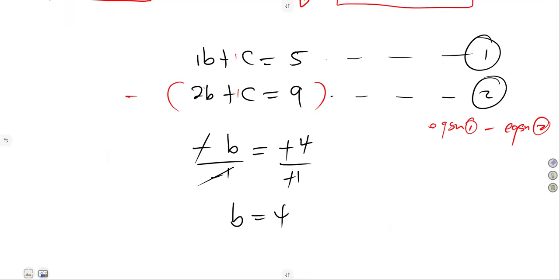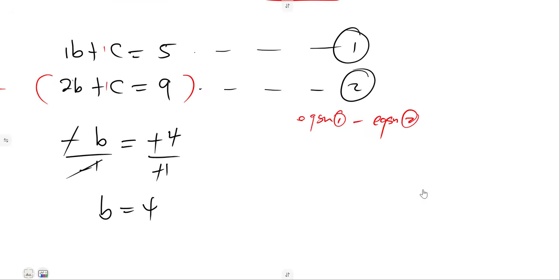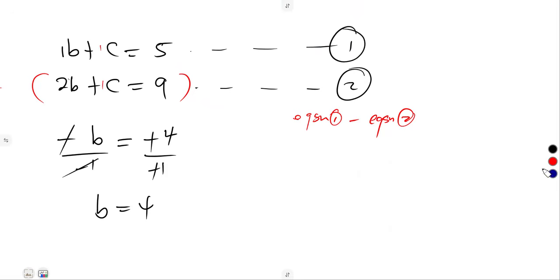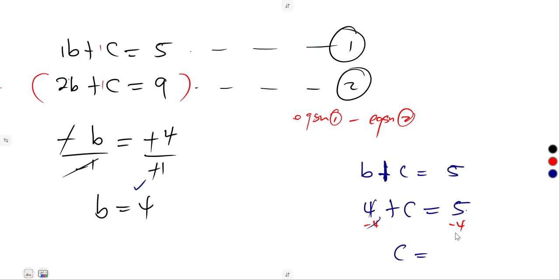So with this value of b, we can substitute in any one of these equations, guys. This is now the part of substitution. Just substitute in the first equation, b plus c is equal to 5. We've got our b, which is 4. So in place of the b, you're going to put a 4 here. So that's 4 plus c, which is equal to 5. So subtract 4 from both sides of your equation. That c is equal to 5 minus 4, which is 1.